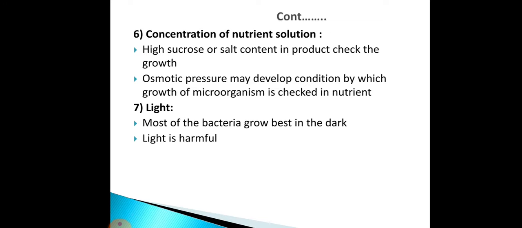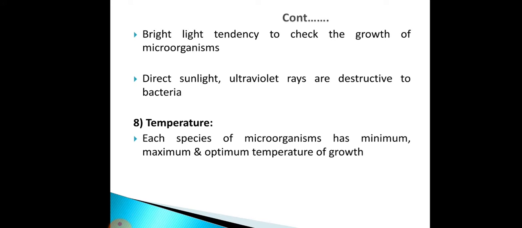Then light. Most bacteria grow best in the dark. Light is harmful for the growth of bacteria. Bright light tends to check the growth of microorganisms. Direct sunlight and ultraviolet rays are destructive to bacteria. Then temperature. Each species of microorganism has a minimum, maximum and optimum temperature of growth.